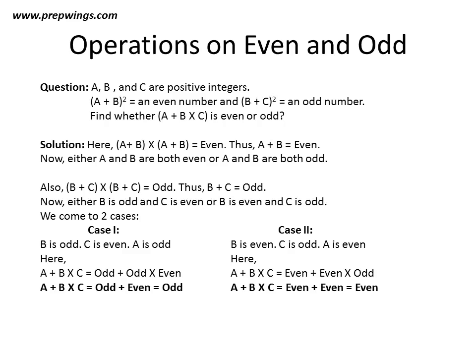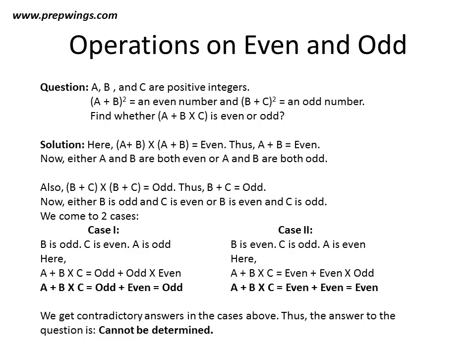Okay, so case 1 says the answer is odd, case 2 says the answer is even. So in this case, we are getting contradictory answers. So in this scenario, the answer should be cannot be determined.